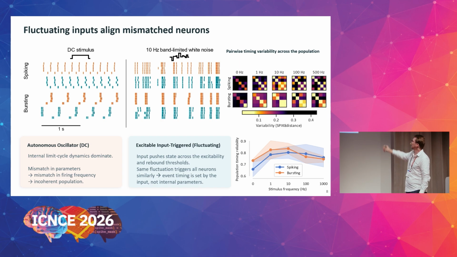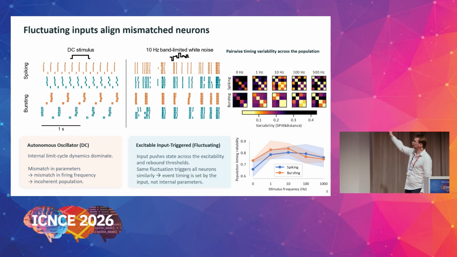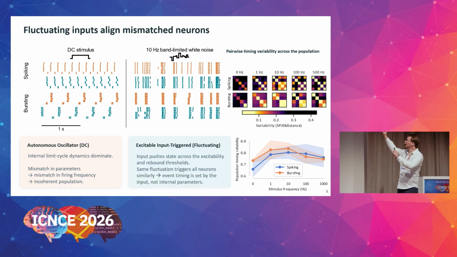Let's look at statistics for the whole population. Well, you can really see, so this is the pairwise timing variability matrices in the population, and you can really see the non-diagonal elements, which are the different neurons, light up once you increase the frequency of your, or the frequency contents of your inputs.